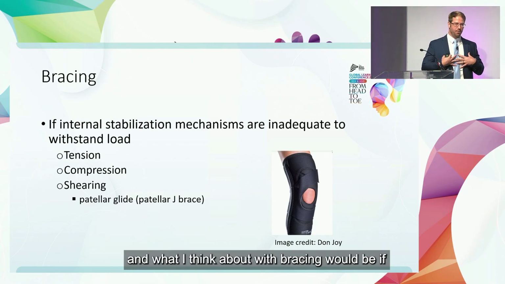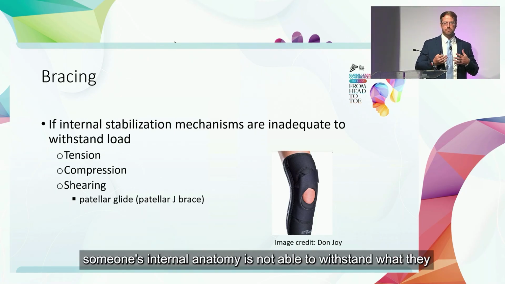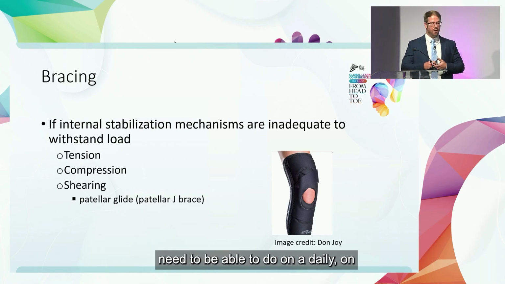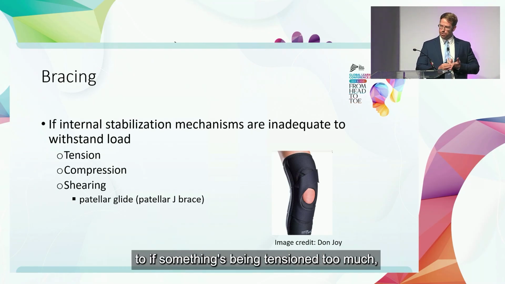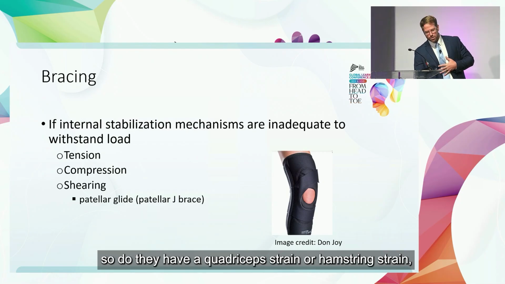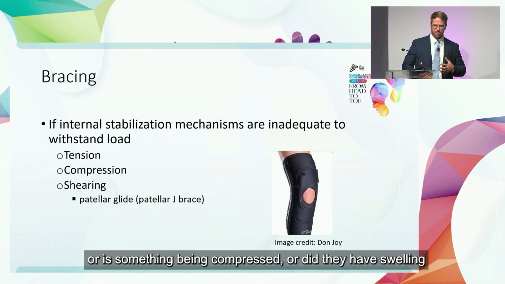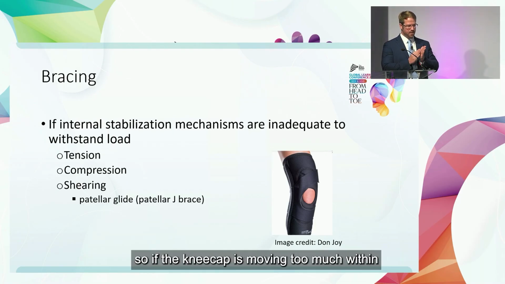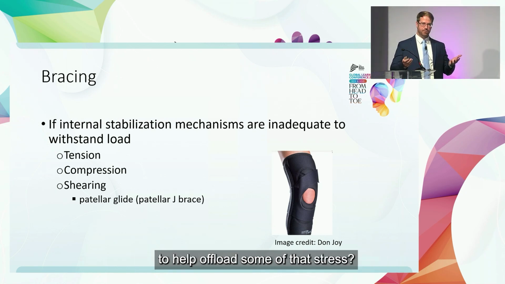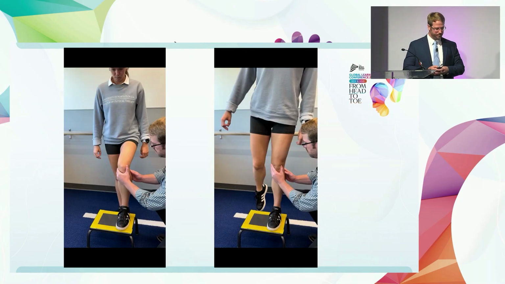What I think about with bracing is if someone's internal anatomy is not able to withstand what they need to be able to do in their daily routine, I want to think about things related to if something's being tensioned too much. So do they have a quadriceps strain or a hamstring strain, or is something being compressed, or do they have swelling and pressure, or do they have too much sliding? So if the kneecap is moving too much within the joint itself, is there something I can do to help offload some of that stress?